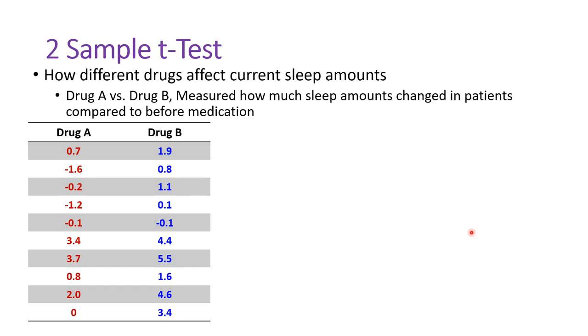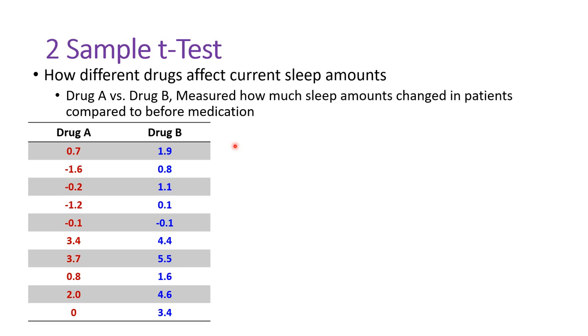We can look at how different drugs affect current sleep amounts. So we have drug A and drug B. We measured how much the sleep amounts changed in patients compared to before they started medication. All of these patients had the amount of sleep measured. They were each given a different medication, and then their sleep was measured afterwards, and this is the difference in their average nighttime sleep. So if it's negative, they got less sleep. If it's positive, they got more sleep. And then we have the two drugs, drug A and drug B.